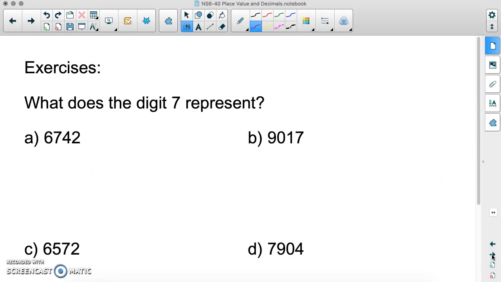Now, here's some exercises for you to complete on your whiteboard. What does the digit 7 represent? So in the number 6,742, the 7 represents 700. Now, I want you to do B, C, and D, and then you're going to resume your screencast.